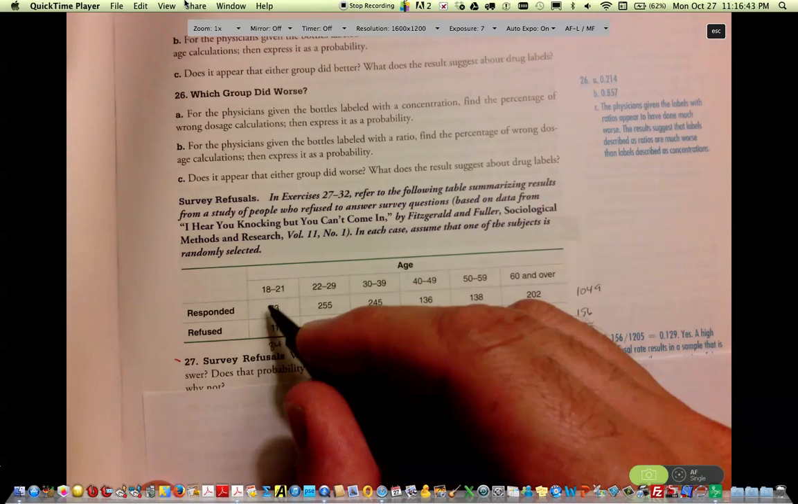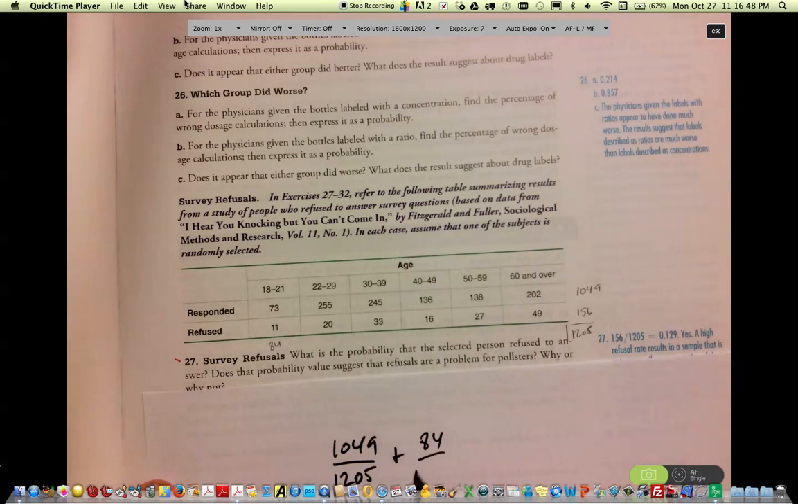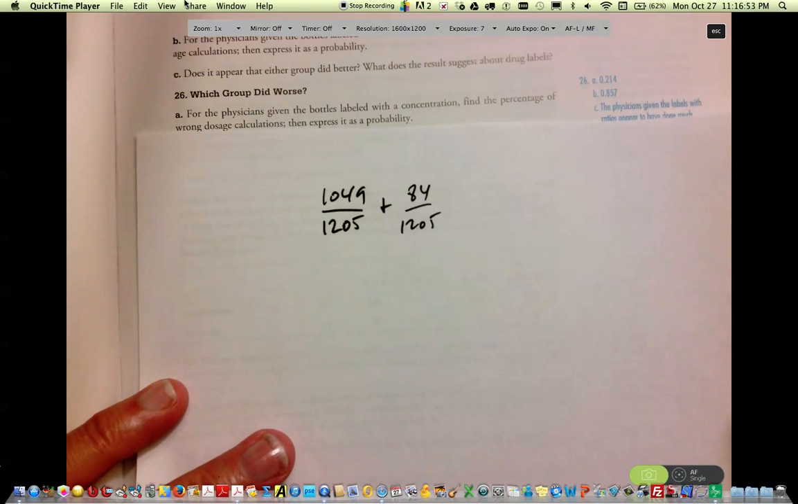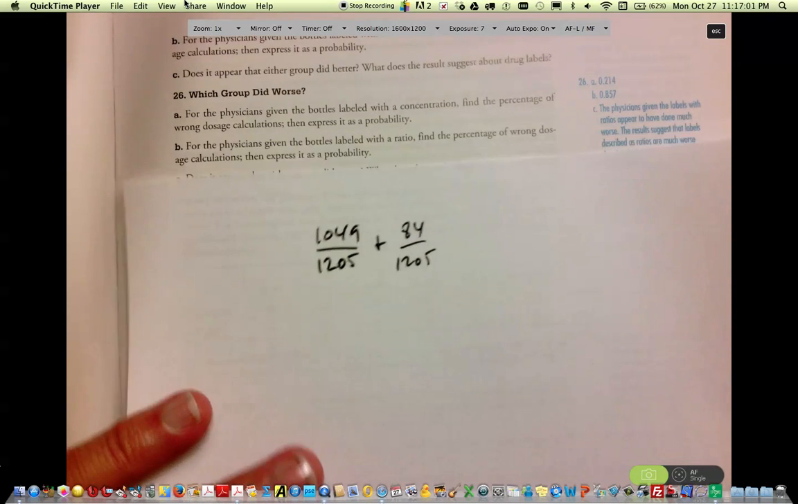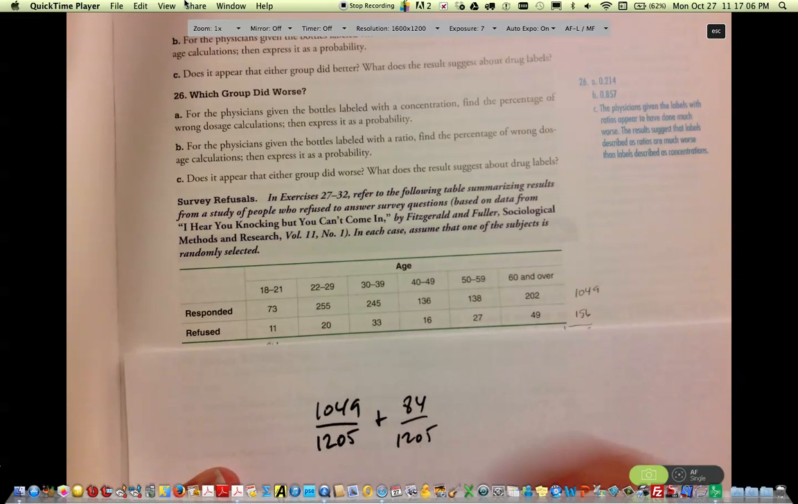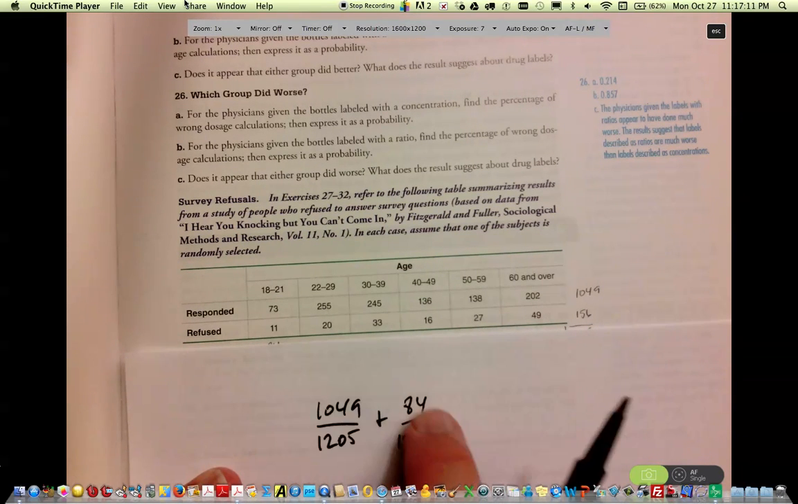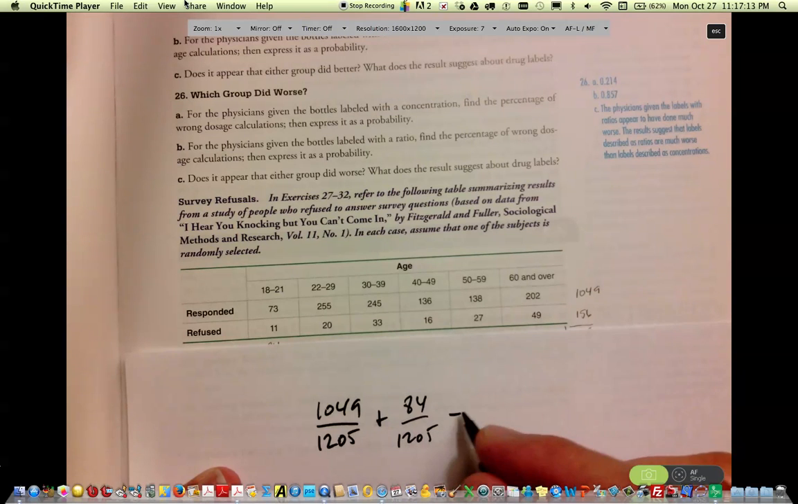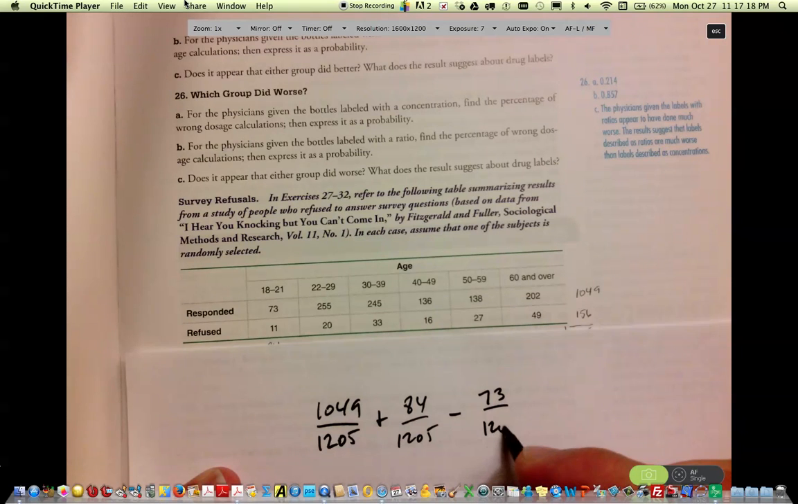Plus there were 84 out of 1,205 that were in that young age group. All right, so now if I add these two probabilities together, I'm going to get a number, and that number is going to represent the sum of these two probabilities. But there is a problem with this because there are some people that are in both groups. These 73 people are in the responders. These 73 people are also in that young age group. So we're going to have to subtract out 73 out of 1,205.